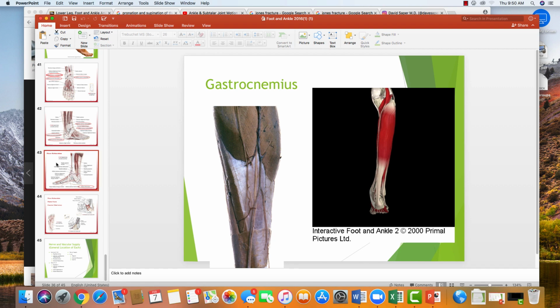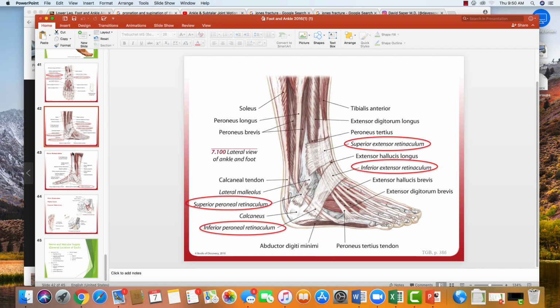The last thing I want to show you are the retinaculums here. So this is again the lateral or outside of the foot. We see the lateral malleolus here. And we have two retinaculums. Remember, just bands of tissue that are holding things in place. The superior and inferior peroneal retinaculum. We see that here's that peroneus longus kind of looping under the foot, peroneus brevis attaching at the base of the fifth metatarsal, hooking behind the lateral malleolus. So we've got two that are kind of holding that in.